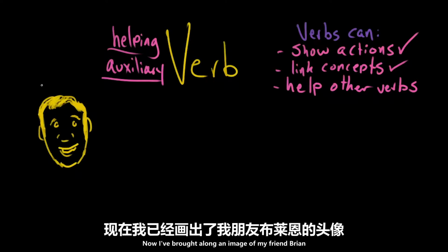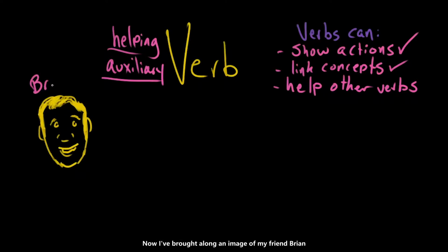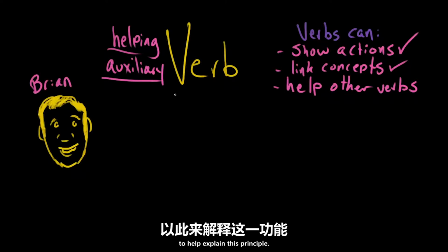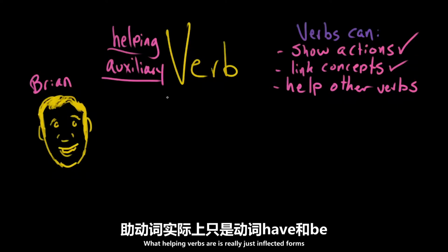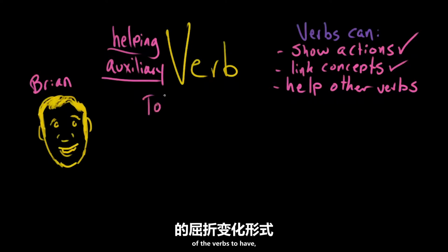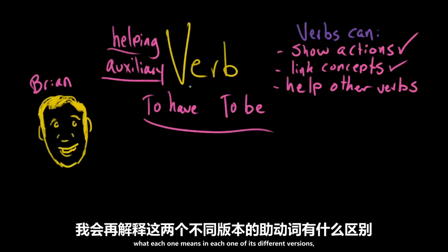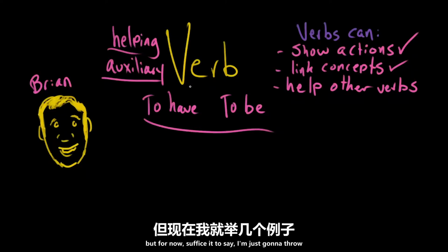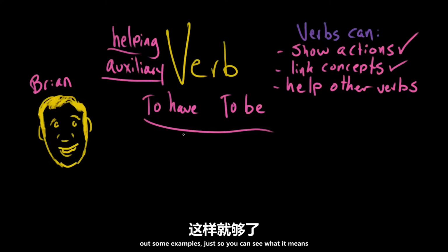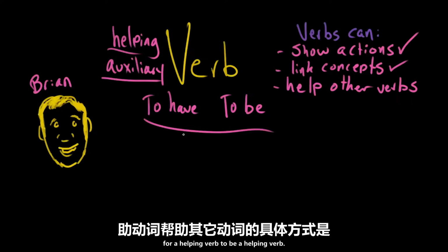Now, I've brought along an image of my friend Brian to help explain this principle. What helping verbs are is really just inflected forms of the verbs to have and to be. And as we get deeper into the verb, I'll explain what each one means in each one of its different versions. But for now, suffice it to say that I'm just going to throw out some examples, just so you can see what it means for a helping verb to be a helping verb.